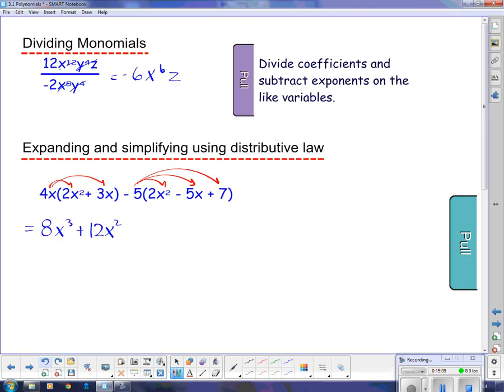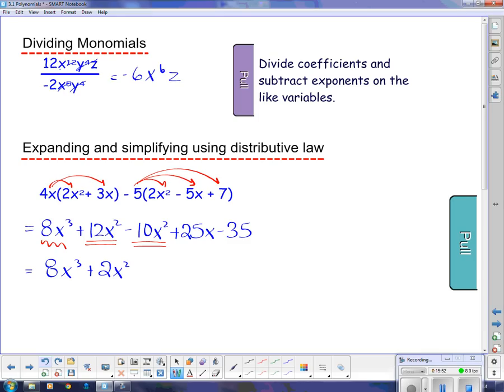Now I'm going to be careful with the sign because everything gets multiplied by negative 5. So negative 5 times positive 2 is negative 10, and then I have that x squared. Negative 5 times negative 5 is positive 25, and then I get that x. And negative 5 times positive 7 is negative 35. And now we just have to collect up like terms. I got an x cubed that doesn't go with anything, so it's going to stay out front as 8x cubed. I've got an x squared and another x squared, so those will go together, and positive 12 and negative 10 make positive 2x squared.